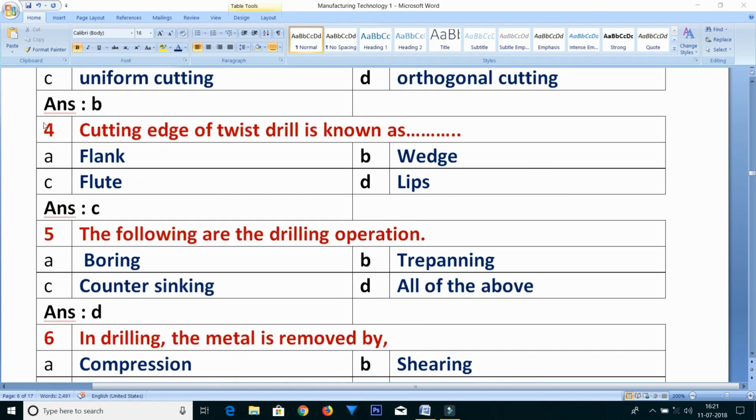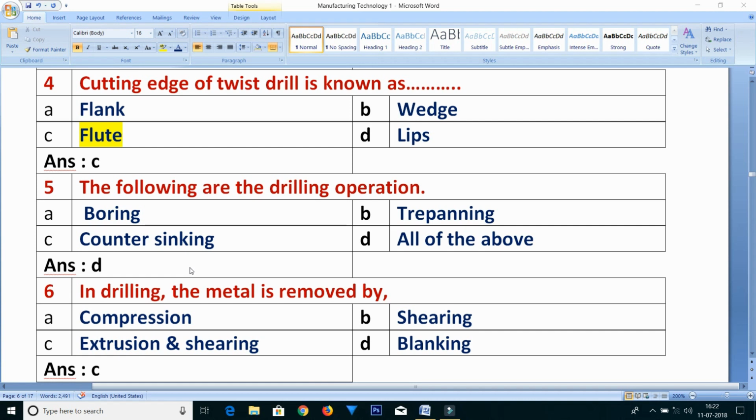Next, we will move on to the fourth question. Cutting edge of a twist drill is known as dash. Option A, flank. Option B, wedge. Option C, flute. And option D, lips. And the right option is option C, flute.